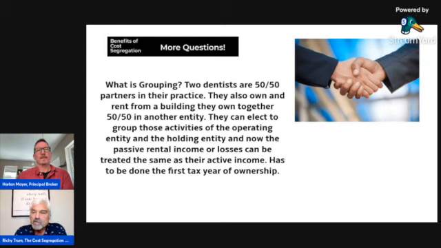They also own the building and rent from the building that they also own together 50-50. It has to be the same exact ownership to qualify for grouping. They can elect to group those activities of the operating entity and the holding entity, and now the passive rental income or losses can be treated the same as their active income. This has to be done in the first tax year of ownership. Once you have made this election, even if you don't elect a group, you've made the election and you're stuck with it.